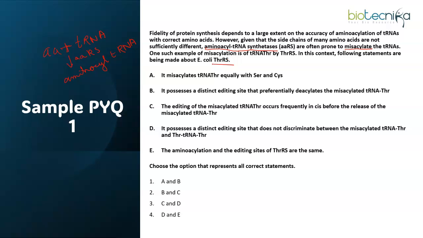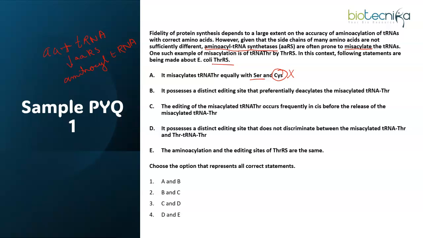Statement 1 says it misacylates tRNA threonine equally with serine and cysteine. This statement is wrong. Till serine it is correct. Serine and threonine have similar side chains, so yes, threonyl tRNA synthetase misacylates the tRNA for threonine with serine, but it does not do it with cysteine. That's why this statement becomes incorrect.